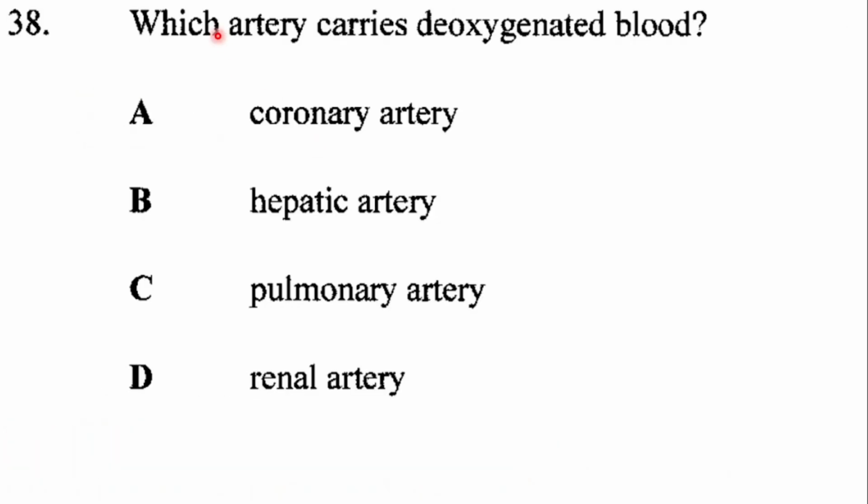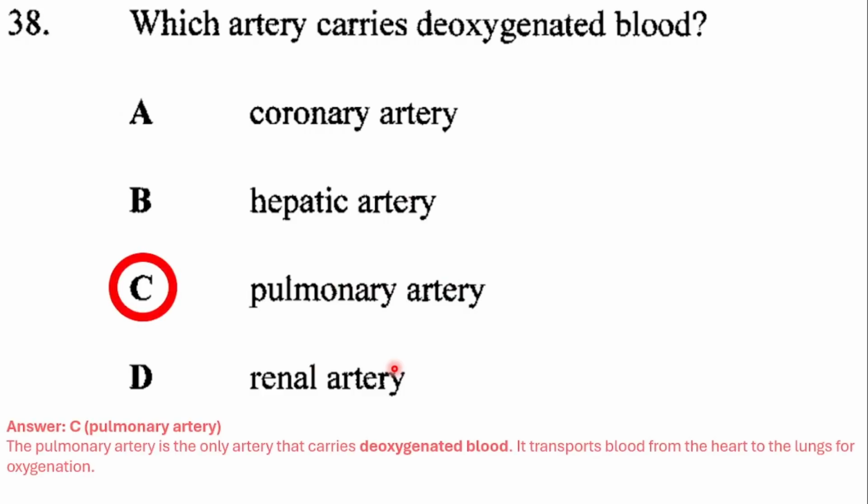Question number 38 says, which artery carries deoxygenated blood? Coronary artery, hepatic artery, pulmonary artery, or renal artery? And the correct answer is definitely going to be C, pulmonary artery. In fact, the pulmonary artery is the only artery that carries deoxygenated blood. The other arteries carry oxygenated blood. The pulmonary artery transports blood from the heart to the lungs for oxygenation. So the correct answer is definitely going to be C, pulmonary artery.